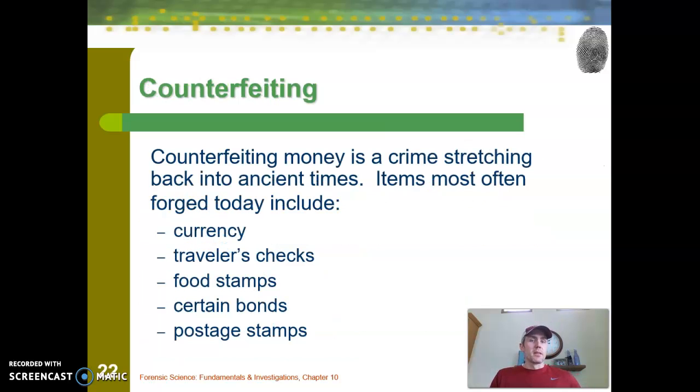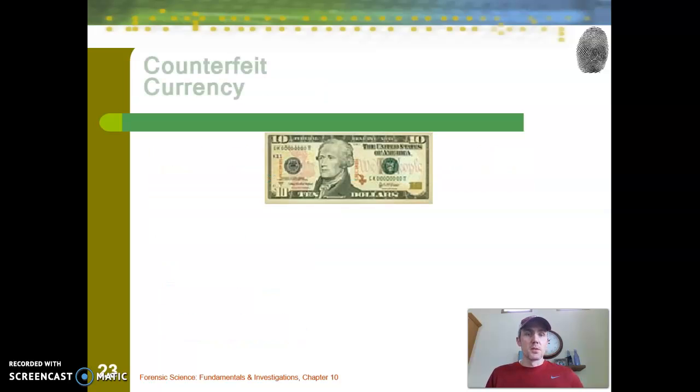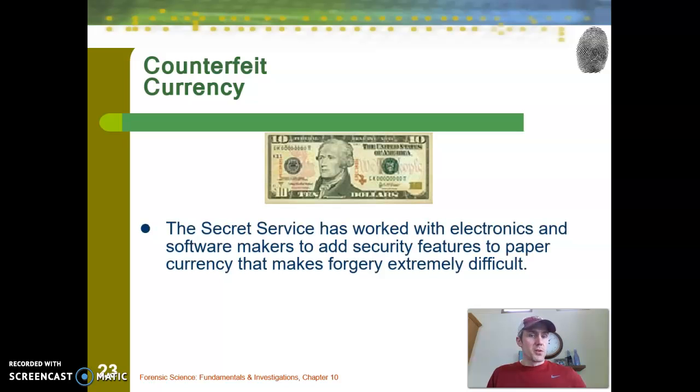Counterfeiting is a specific kind of forgery, usually including money. This is where we try to create fake money so that we can use it without actually earning it. This can come in many forms: currency, which is money, traveler's checks, food stamps, bonds, and postage stamps. So there's a picture of a $10 bill. We have many features of our currency to make sure that other people cannot copy or create fake currency. We'll be studying this a little bit more. The people in charge of this are actually the Secret Service, the same people who protect the President of the United States.